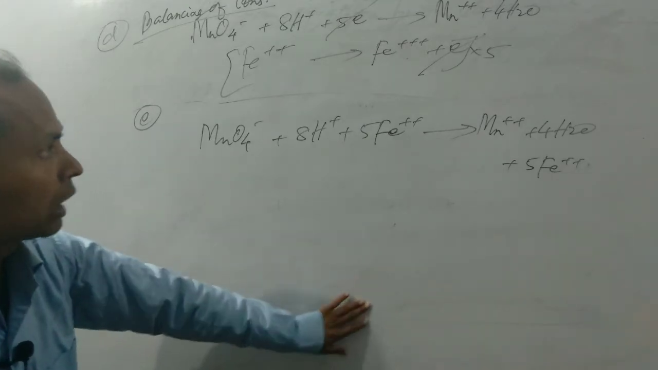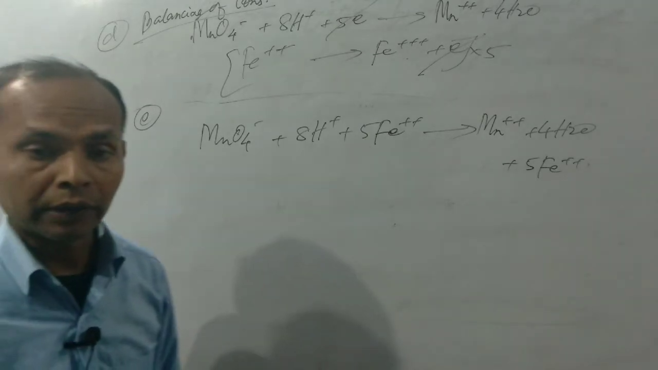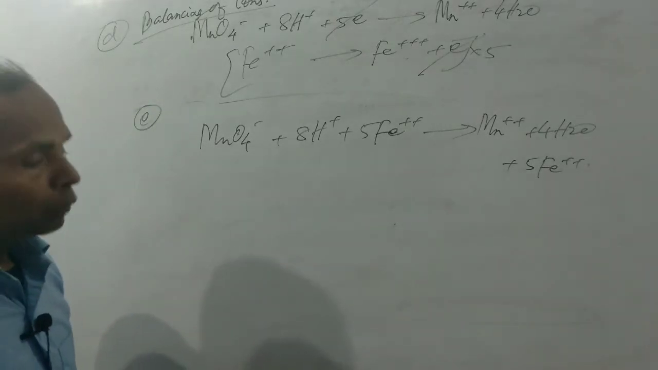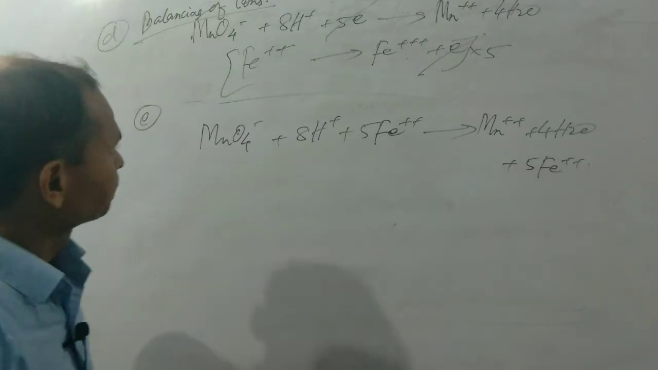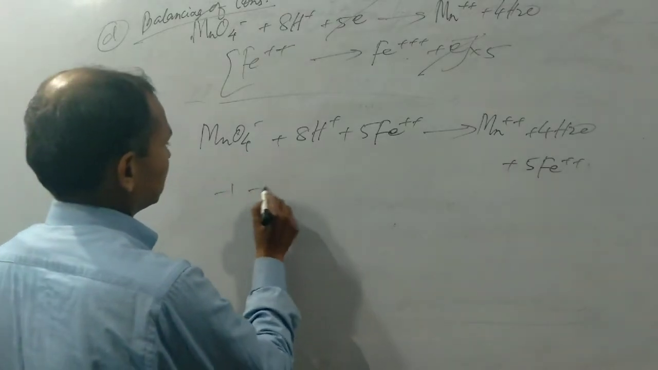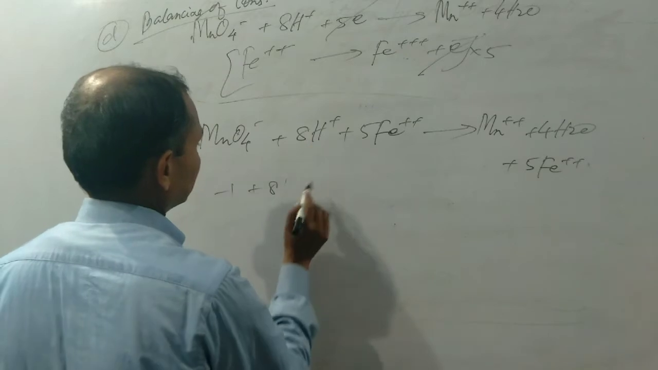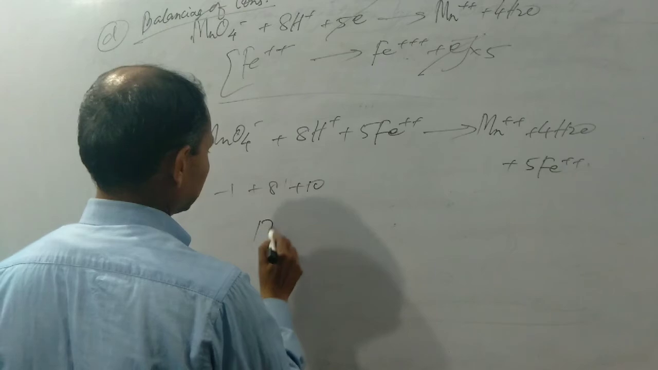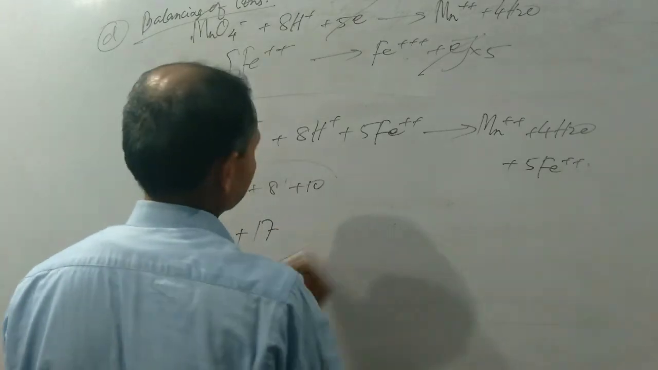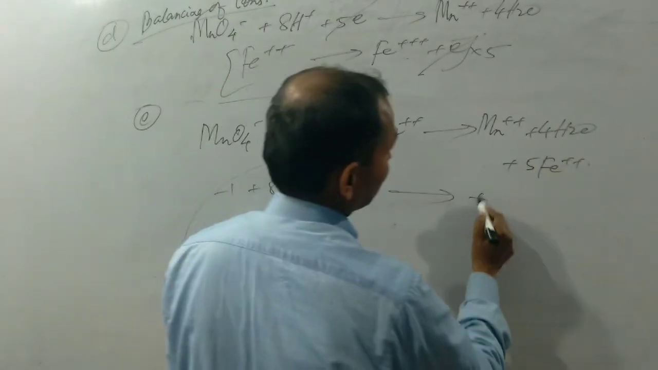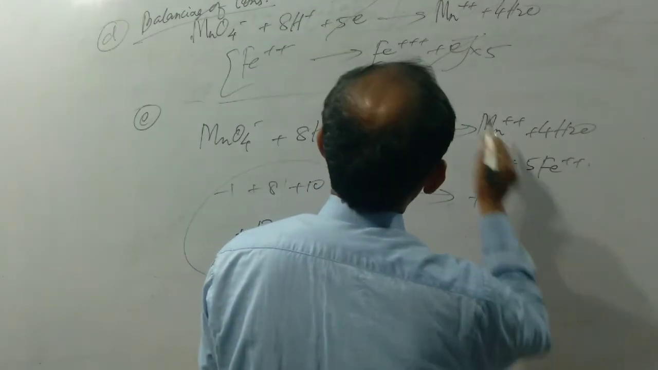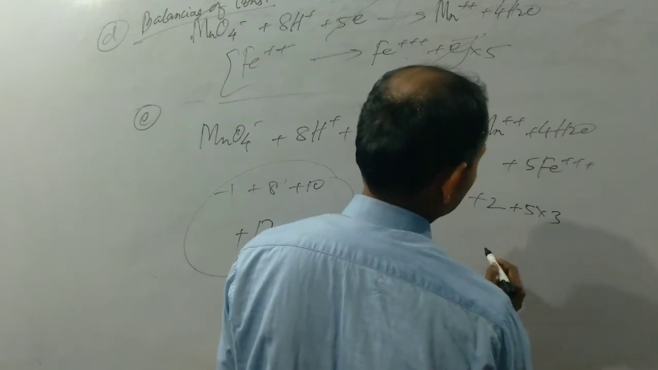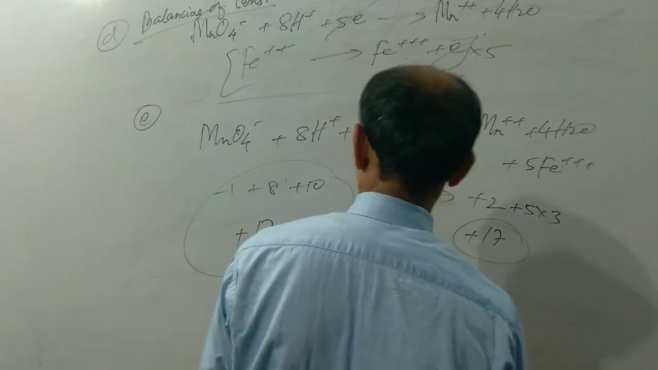At the last, we have to calculate the number of ions. If the number of ions are the same on both sides, that is reactant and product, the equation will be considered as true. 1 minus and 8 plus, and 5 into 2, that is 10 plus, we get 17 plus in the left side. In the right, Fe is plus 3 ion, so 5 into 3, that is plus 17.